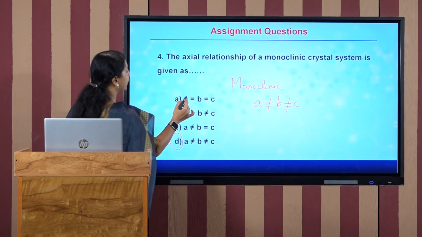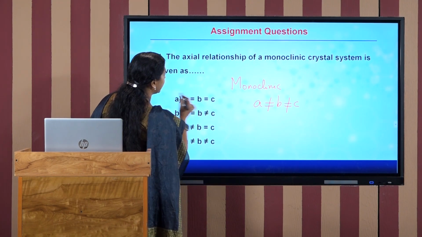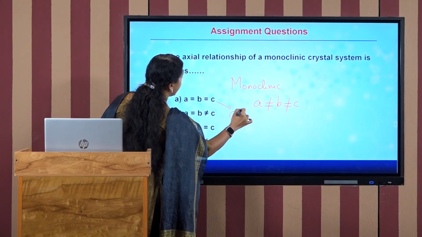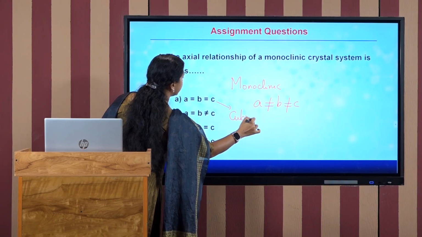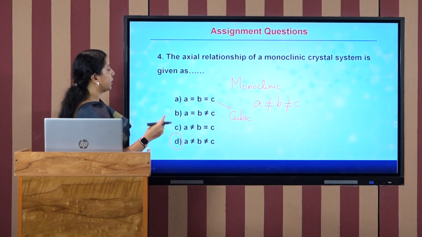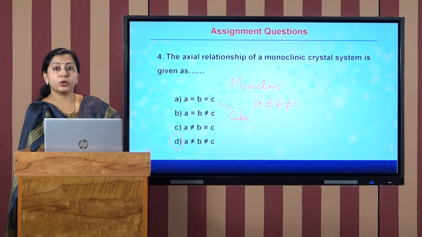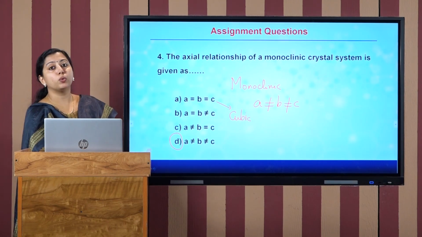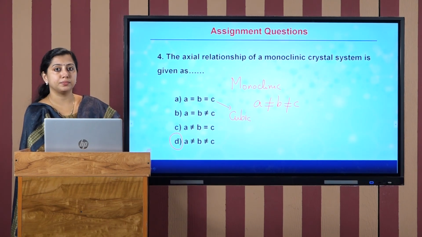And when all the sides are equal or all the intercepts are equal, then that corresponds to a symmetric cubic system. Okay. So, here the question is about the monoclinic crystal system, and a monoclinic crystal system is characterized by A not equal to B not equal to C.